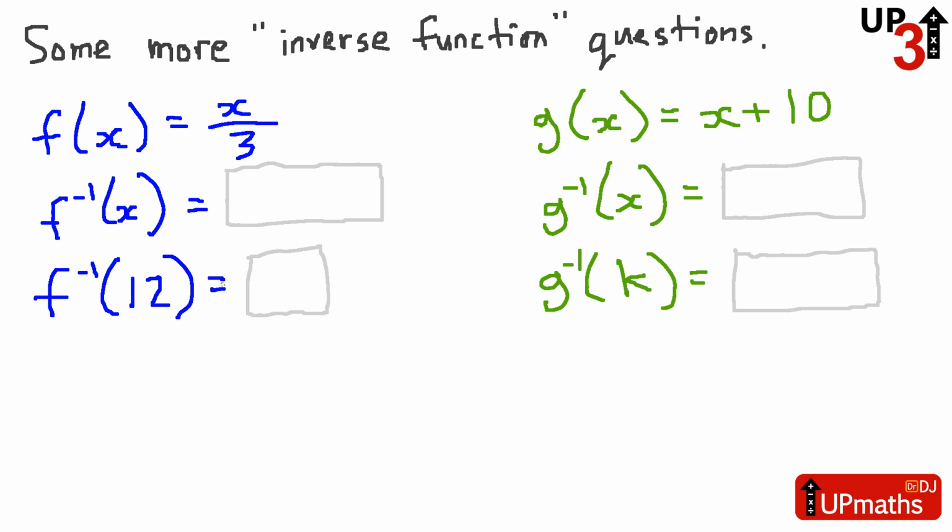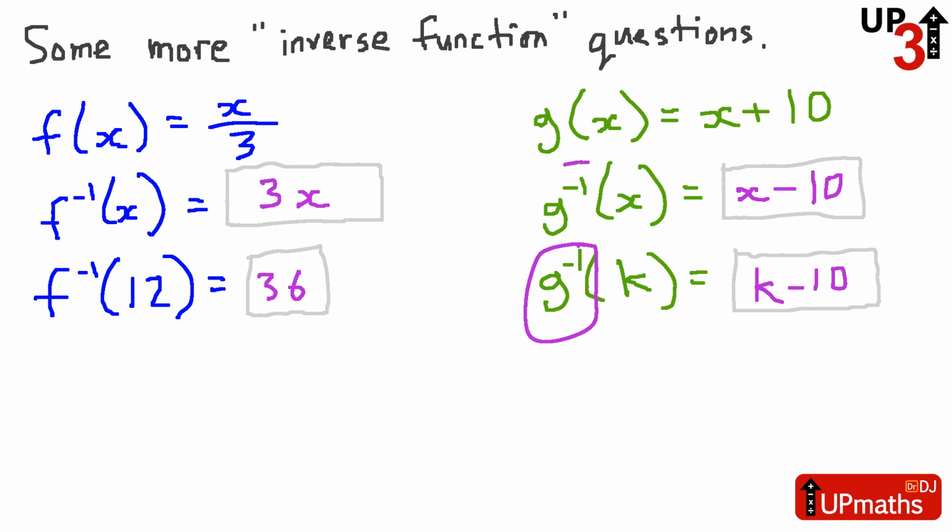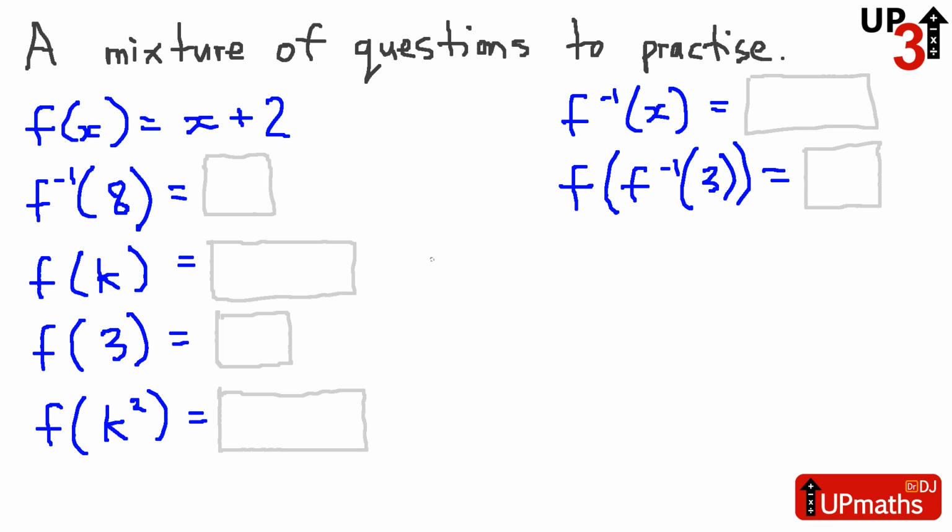Okay, some more inverse function questions. Pause the video if you like. Well, that would be 3x. And then it's asking what's the inverse of 12? We'll go times it by 3, so that would be 36. Okay, g of x is x plus 10, so the inverse must be minusing 10. What's g to the minus 1 of k? Well, that's just k minus 10, because I need the g to the minus 1 function. Let's do some more. This is the penultimate page of questions, in case you're wondering.